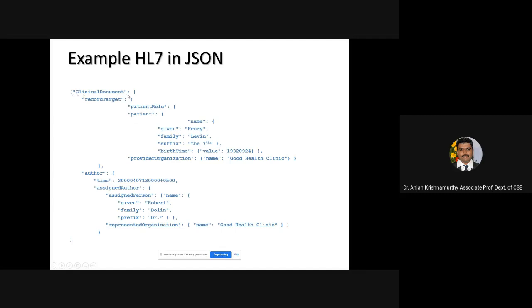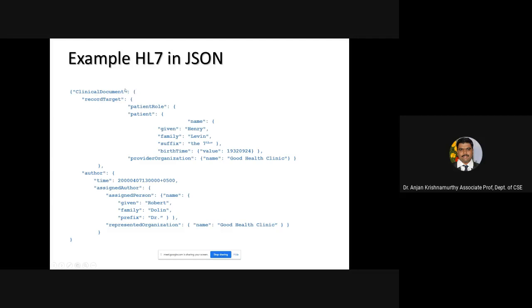Every tag, whatever you are trying to label, comes in quotes, the name of the label ends with a quote, and then there is a colon, right? After this colon there is a scope, which is your curly braces, and this curly brace ends here. That means within this particular key, the value that is represented is this. Now, similarly, what are the attributes of this clinical document? The attributes of this clinical document are record target and author. These are the two attributes within it.